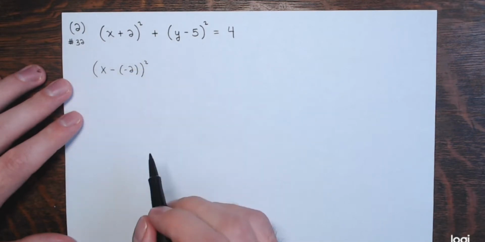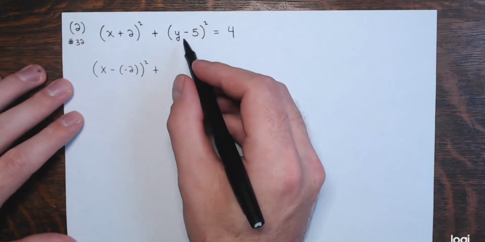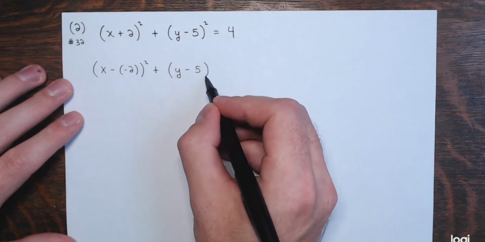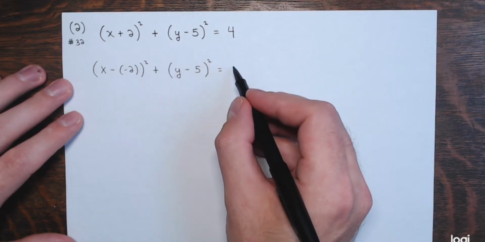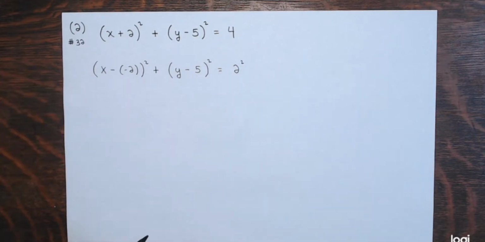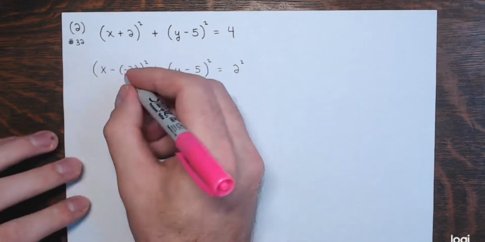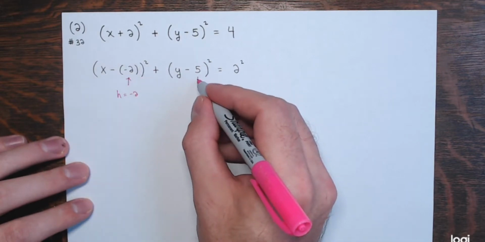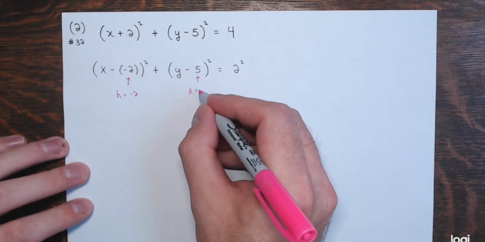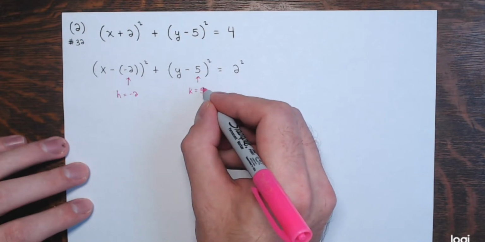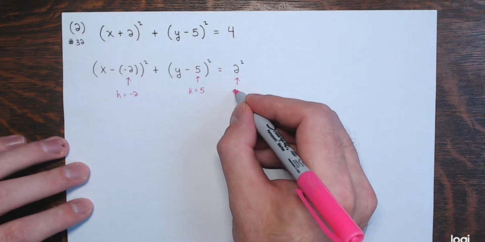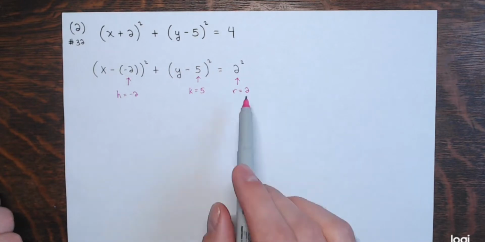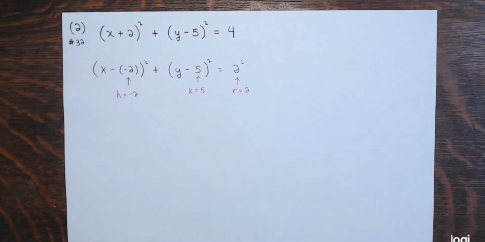Right, and then we've got the square. And the second quantity is already a subtraction, already a difference. y minus 5 squared equals, and then 4 is just 2 squared. So we're seeing from this that h is negative 2, k, the number being subtracted from y in that squared quantity, is 5, and the radius is 2. This 4 is the radius squared, so the radius is the square root of 4. It's positive 2.